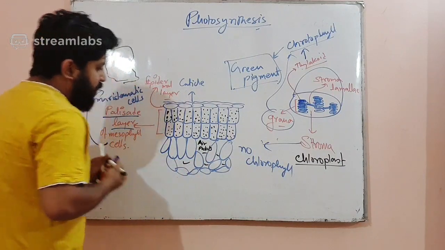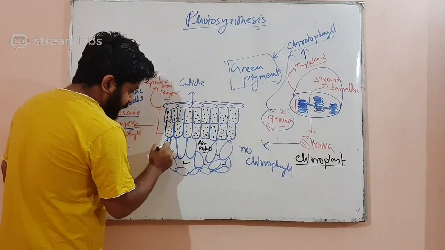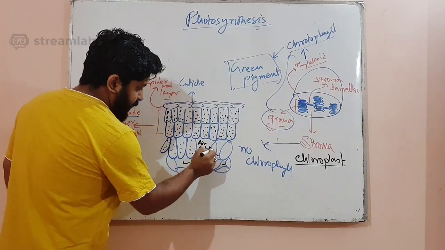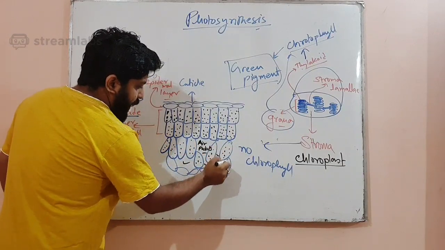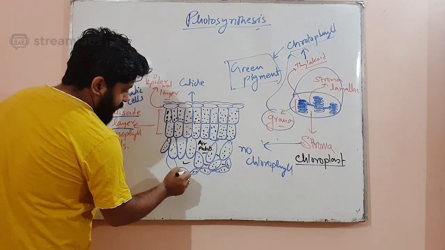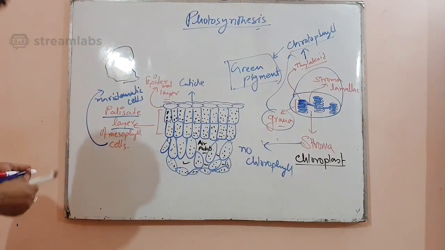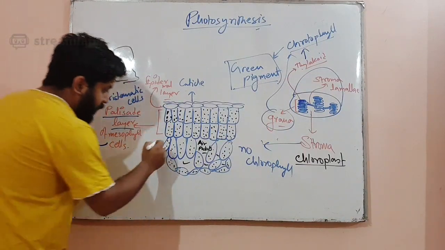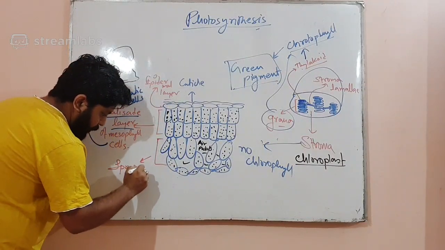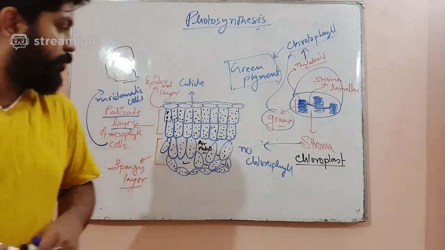But these are also definitely mesophyll cells, and they contain lots of chloroplast inside them. Since they contain chloroplast and have these air spaces, this is known as the spongy layer of mesophyll cells.